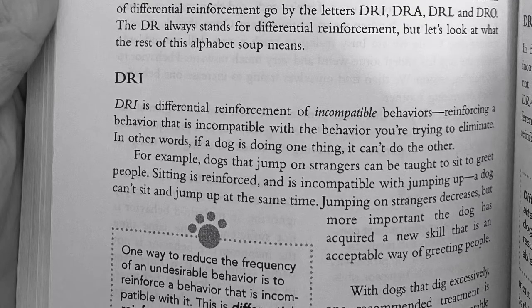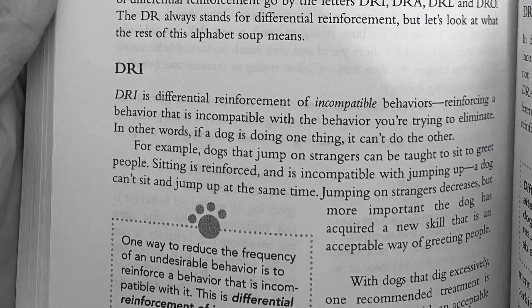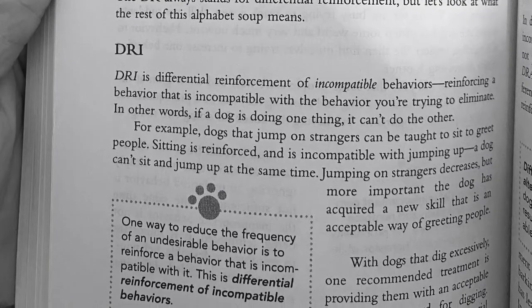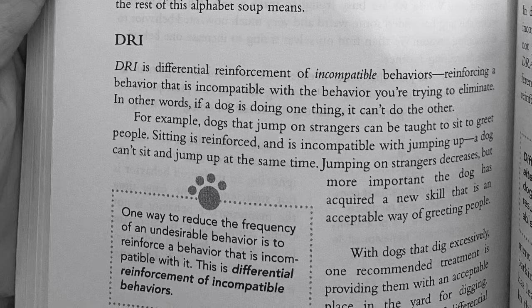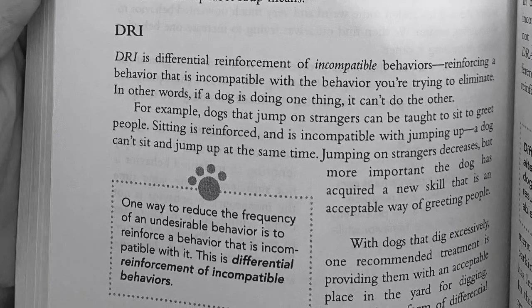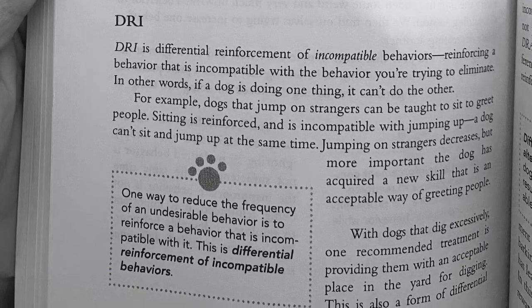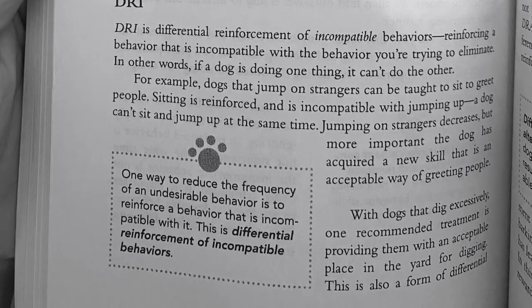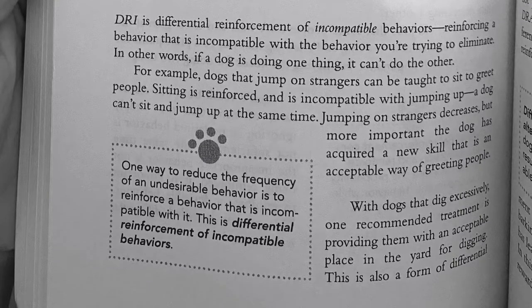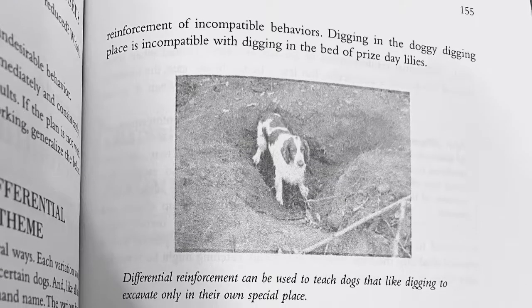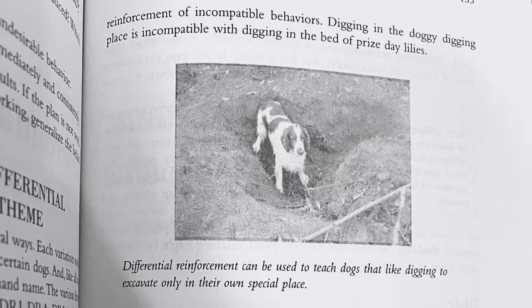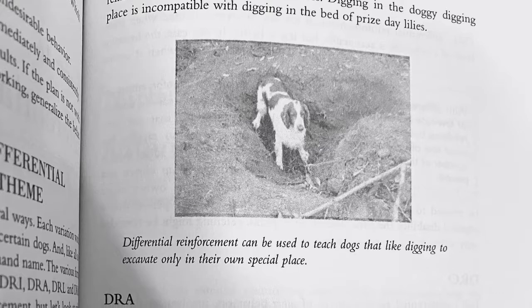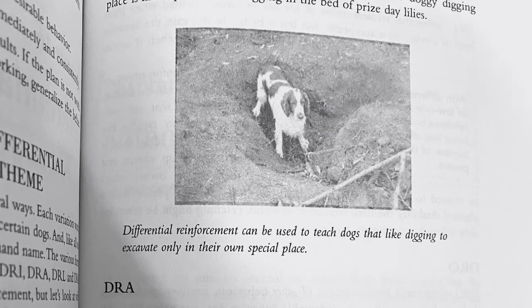Jumping on strangers decreases, but more important, the dog has acquired a new skill that is an acceptable way of greeting people. With dogs that dig excessively, one recommended treatment is providing them with an acceptable place in the yard for digging. This is also a form of differential reinforcement of incompatible behaviors. One way to reduce the frequency of an undesirable behavior is to reinforce a behavior that is incompatible with it. Digging in the doggy digging place is incompatible with digging in the bed of prize day lilies. Differential reinforcement can be used to teach dogs that like digging to excavate only in their own special place.